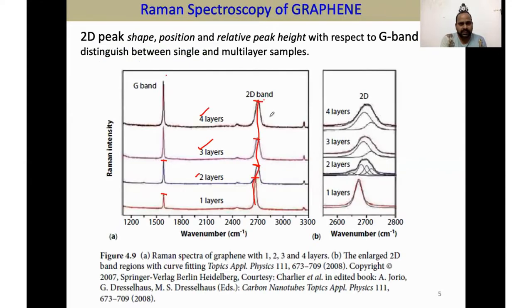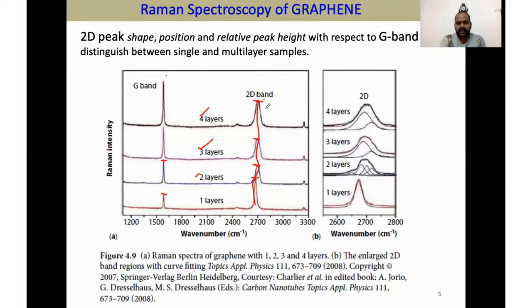By looking at this, we can get a clear-cut idea about the G band and 2D band. And if we compare the D band with respect to the G band, then we can also get an idea about the defect state. Maybe you can refer to other papers to get a clearer idea of how we distinguish defects and how we calculate the number of layers by doing Raman analysis.